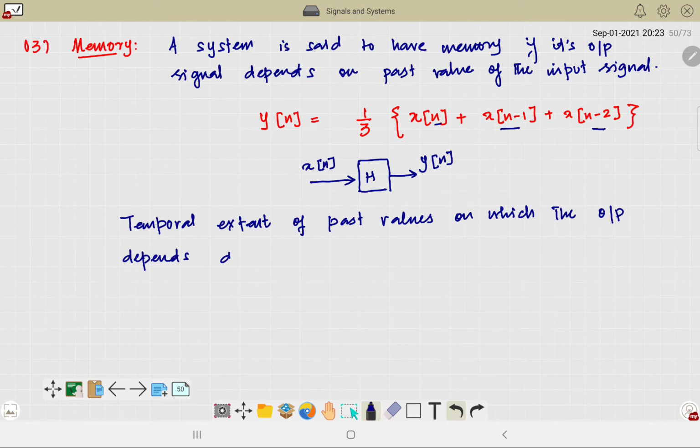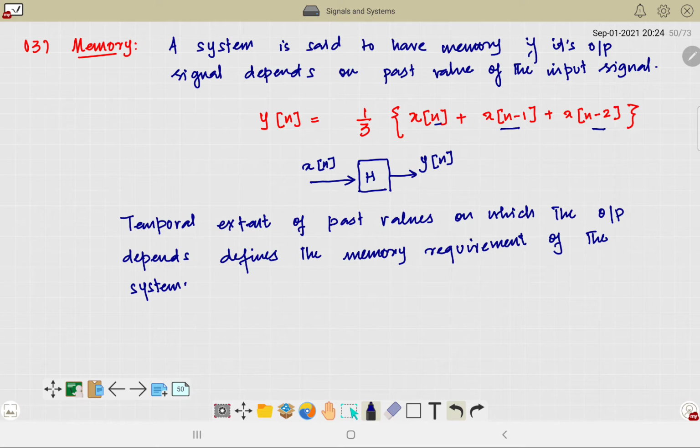This defines how far back, you can simply say, this defines the memory requirement of the system. Fine. For example, in this moving average system, let me just first complete it, I needed 2 previous samples, n minus 1 and n minus 2. So the temporal extent was 2 units. So I needed a memory of 2 units for this moving average system.